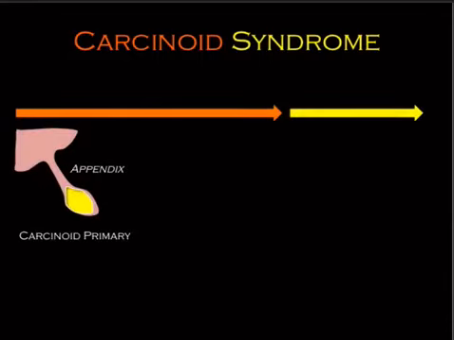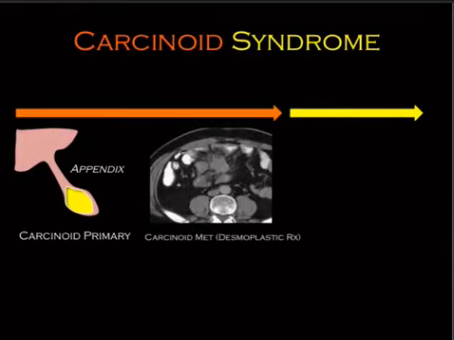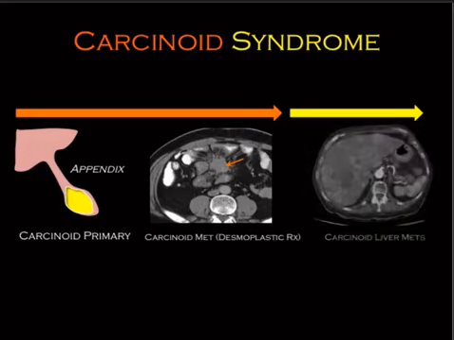You get a carcinoid tumor, which is most commonly in the appendix or small bowel. That's your primary. Usually can't find the primary. Usually what you see on CT is this metastatic deposit in the mesentery that's causing a desmoplastic reaction. And then eventually, if it's untreated, it will metastasize to the liver. Notice their arterial enhancement.